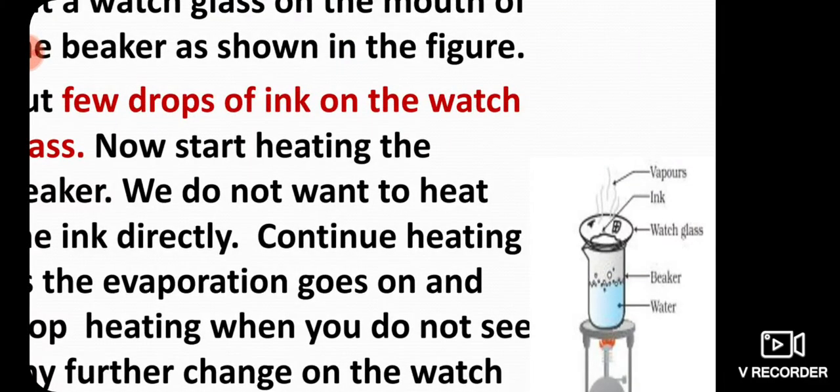Put a few drops of blue or black ink on a watch glass and place it on a beaker which is half filled with water. The water in the beaker is heated, and because of the steam which is evolved, it heats up the ink also. The water which is present in the ink will evaporate and ultimately the blue or black dye, the residue, will be left on the watch glass.